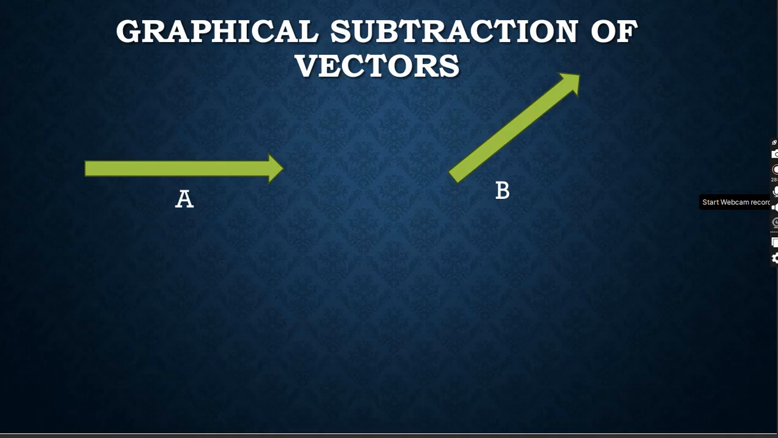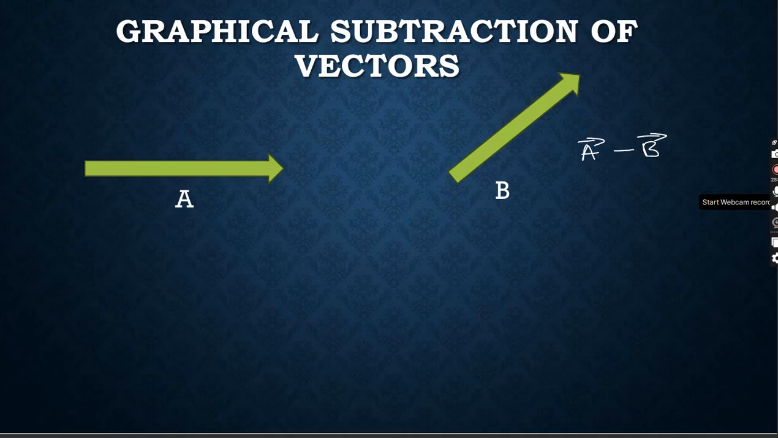Okay, now how do we subtract vectors using graphical methods? It is one and the same. We subtract vectors also from head to tail. But here is the tricky part. Let's first find A minus B.